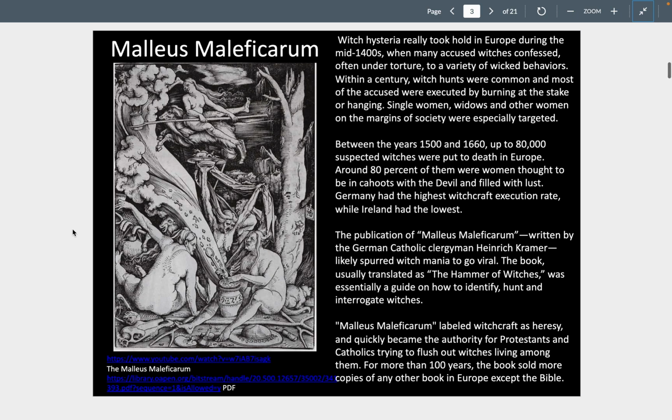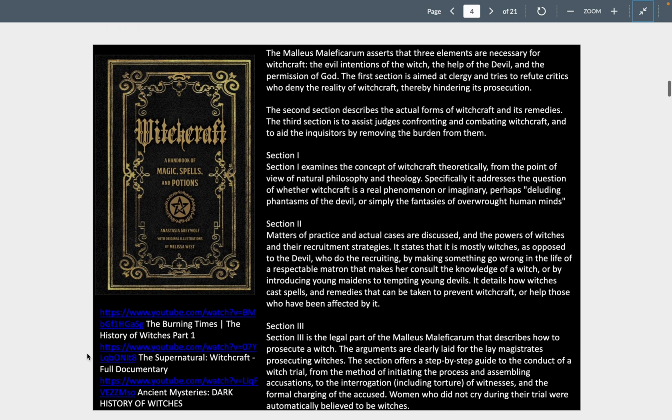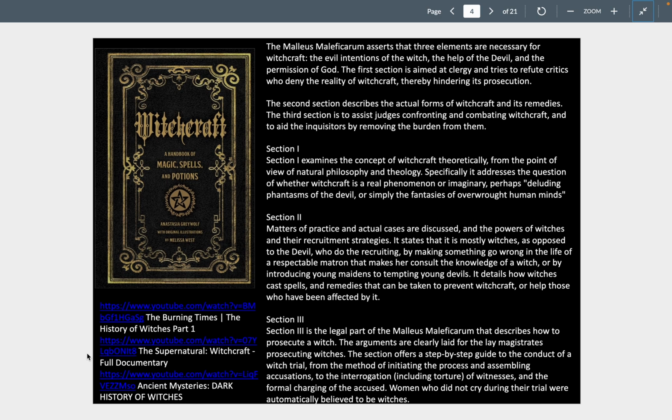So this book, you can look at the PDF of it. It is pretty interesting what it asserts. So it says that there are three elements necessary for witchcraft: the evil intentions of the witch, the help of the devil, and the permission of God.